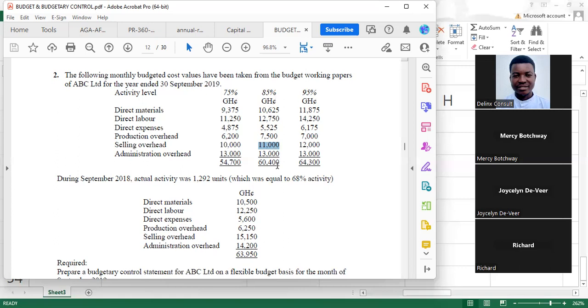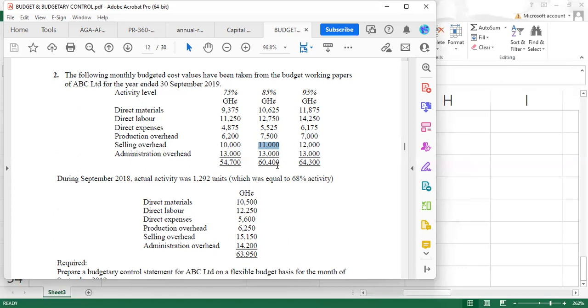How did you calculate total cost? I'm still talking to you. How did you calculate total cost? So what total cost? I'm not talking about total cost for this particular question. How do we calculate total cost in general? Variable cost plus fixed cost. Okay, what is the variable cost for the 68% for selling overhead?